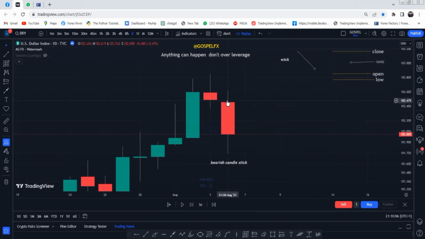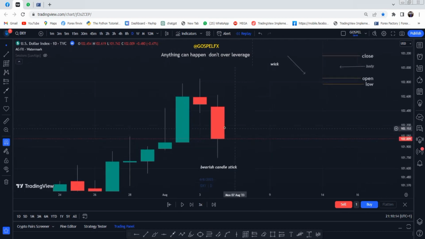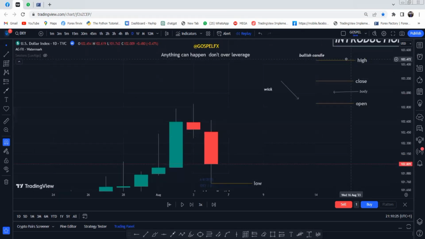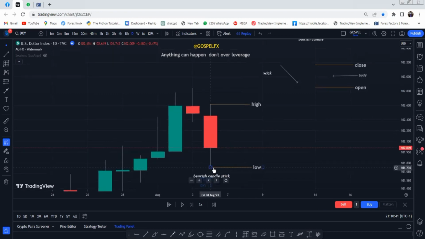Why is it a bearish candle? Because it opens high and it closes lower. If this is the case, the low of the candle remains the same, and the high of the candle remains the same. The high is the highest price point the candle traded up to before it sold off, and the low is the lowest point it sold down to before going back up.